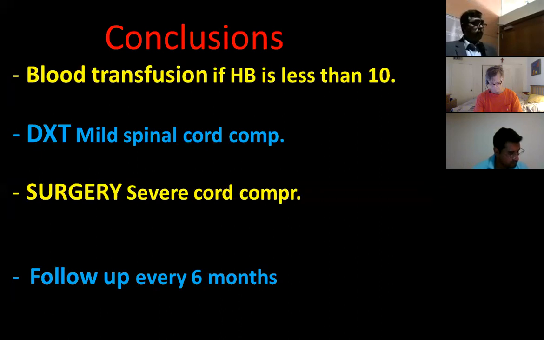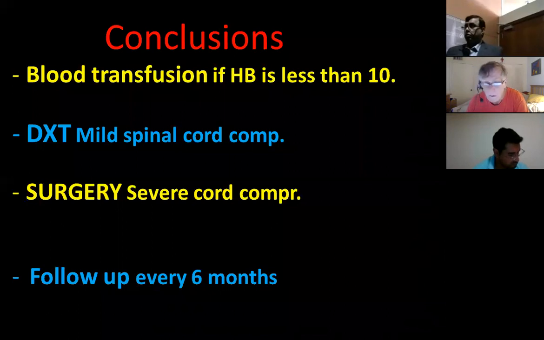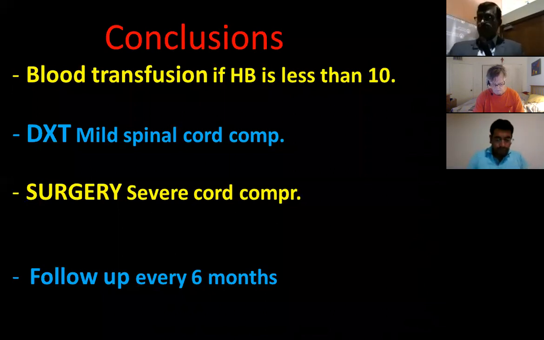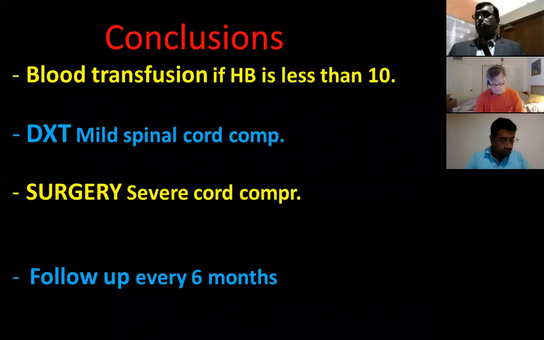If the cord compression is severe, like in our case, paraparesis, grade 2/5, sensory level, incontinent of urine and feces, there is no time to give for radiotherapy. So you go for surgery. And you have to follow them every 6 months for life, because they may develop recurrence of their symptoms. With this, I finish. If there are any questions or comments, please do.